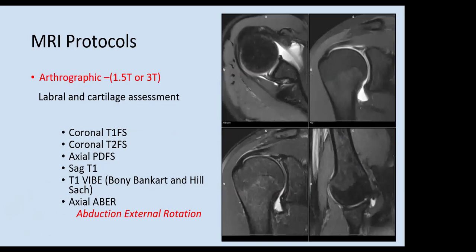MRI arthrography, these are the sequences we do on MRI arthrography, predominantly T1 fat saturated. Therefore, you can actually optimize the visualization of the intra-articular gadolinium. We also add to it coronal T2 fat saturated sequence. And the reason for that is because we want to detect paralabral cyst, because otherwise, if all the sequences you do are T1 fat saturated sequences, then you will not be able to detect paralabral cyst.